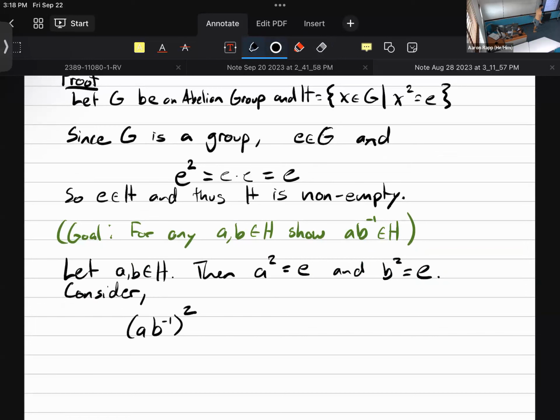Well, now I'm in this basic logical deduction part of my proof. A times B inverse quantity squared is just what? I don't know that yet. That's what I want to show. Because if it is equal to E, then I know it's in the set H.